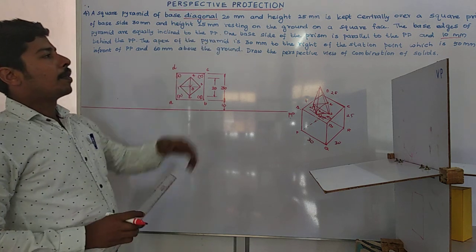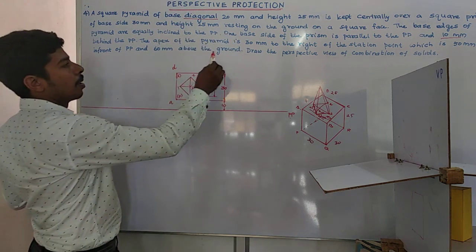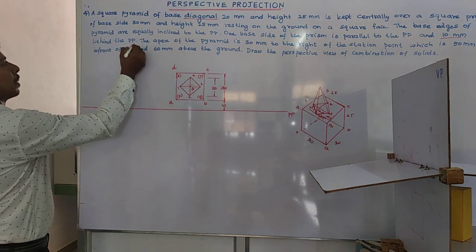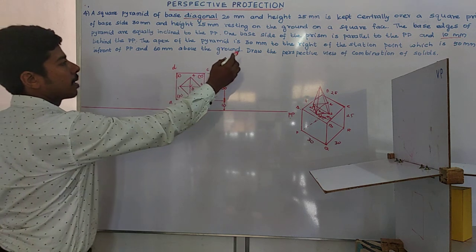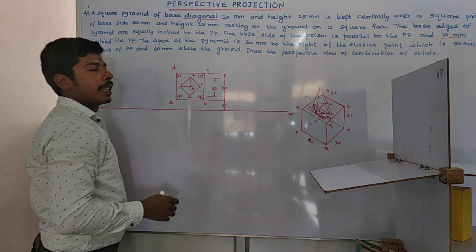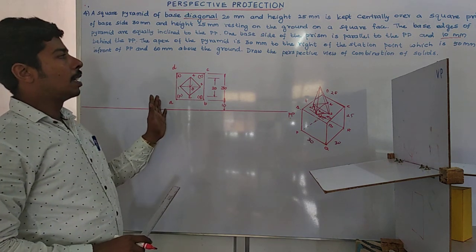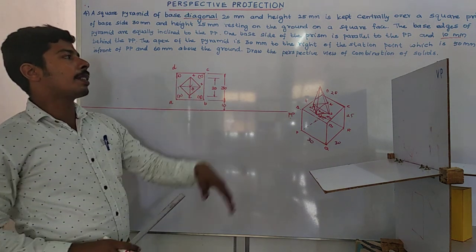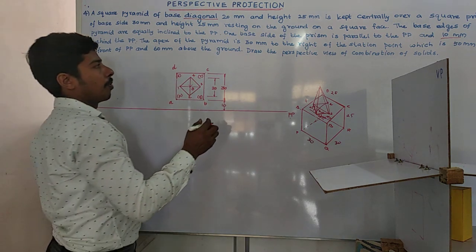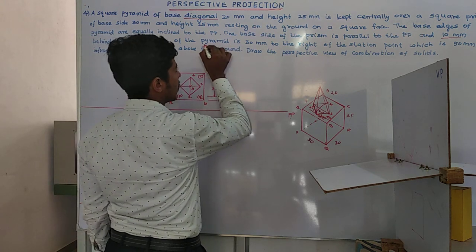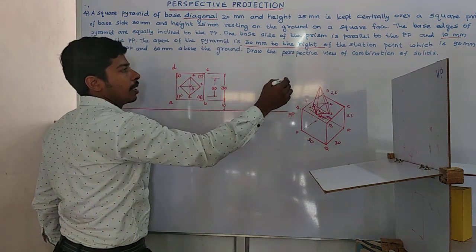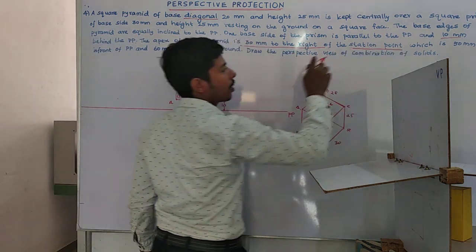Then look at the station point. One base side is parallel to the picture plane, 10 mm behind the PP. The apex of the pyramid, this point, is 30 mm right of the station point. So wait. And which is the station point? They are talking about the station point.